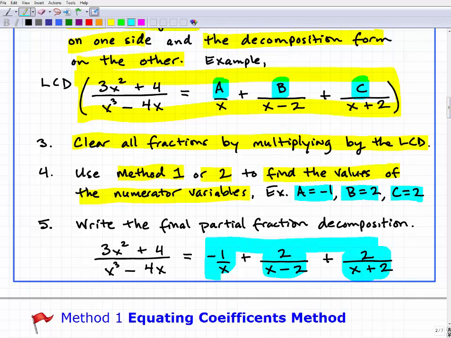So if I was to add up all of this here, that would be a little bit of work. But if I was to add up each of these together, it would equal this. So that's the whole idea behind partial fractions. Okay, so let's get into it.